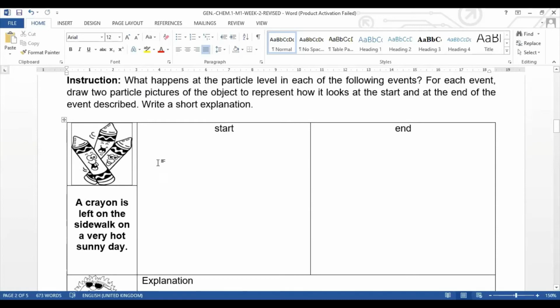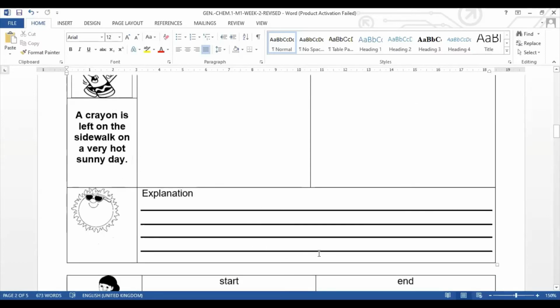Not the actual picture of a crayon. I just need to look at the particles. Okay, you need to show me the particles themselves, not the whole crayon, just the particles of the crayon. And then for the explanation, please again, maximize the space provided.